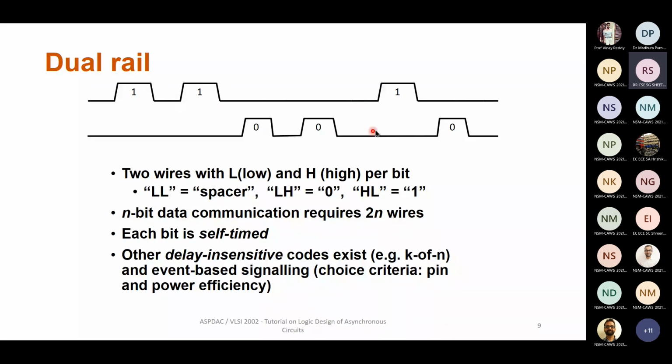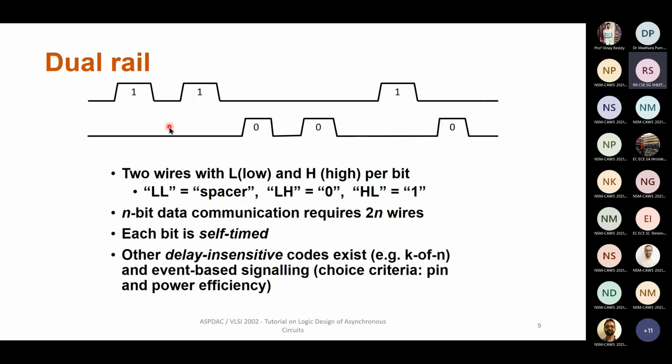And when both of them are 0, as you can see here, then you call it a spacer. So between the two data values, you always will have a spacer. As you can see here, bit 1 followed by another bit 1 will have a spacer here. This is called a spacer, okay? So when both of them are 0, 0.